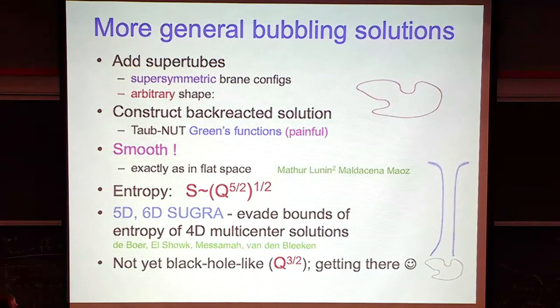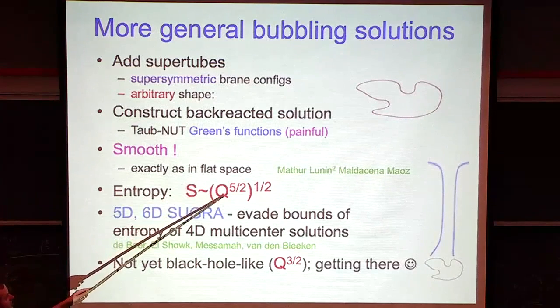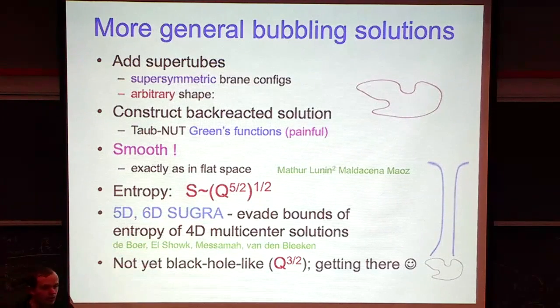But once you do that, what you find is that, first of all, the supertube solution is smooth if you put it in this background, exactly like in flat space. And the entropy which you get from the supertubes goes like Q^(5/2) to the power 1/2. So again, this comes because you have supertubes which are wiggling, and they're wiggling inside this very long throat, and inside this bubbling solution.